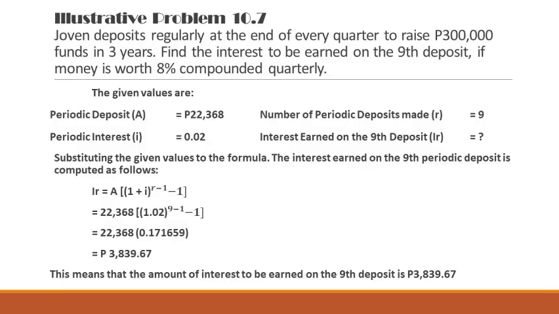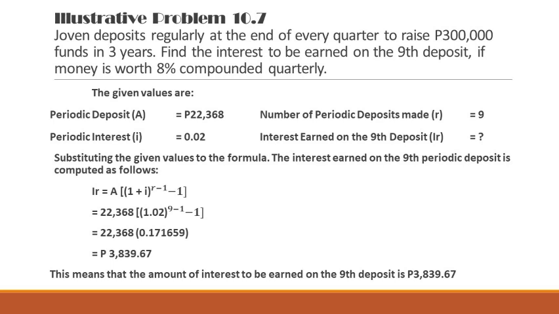Illustrative problem 10.7. Joven deposits regularly at the end of every quarter to raise a 300,000 pesos fund in 3 years. Find the interest to be earned on the ninth deposit if the money is worth 8% compounded quarterly. The given values are as follows. Periodic deposit A, which is equal to 22,368 pesos. Periodic interest I, which is equal to 0.02. Number of periodic deposits made R, which is equal to 9. What we're going to find is the interest earned on the ninth deposit, IR.